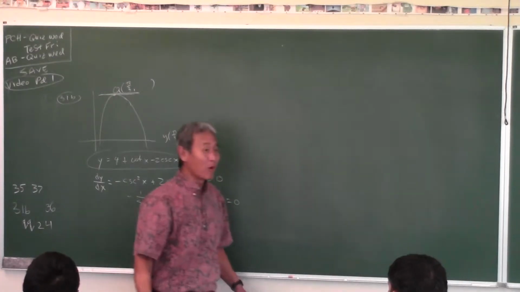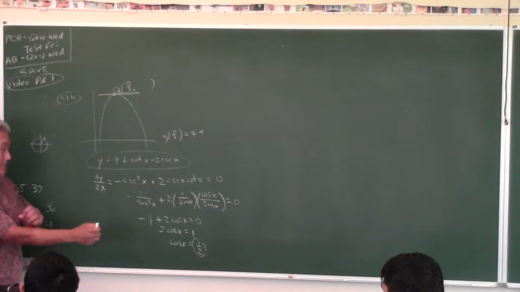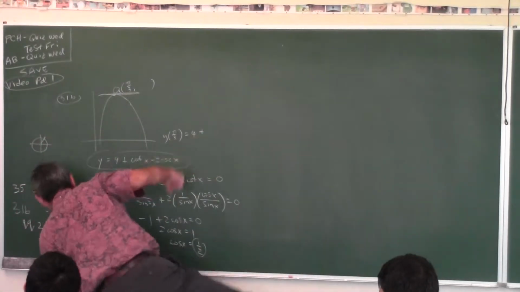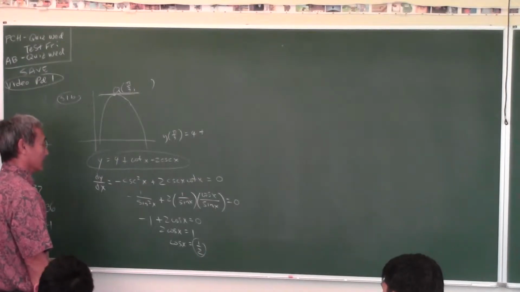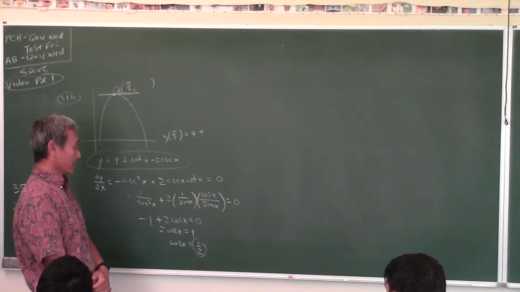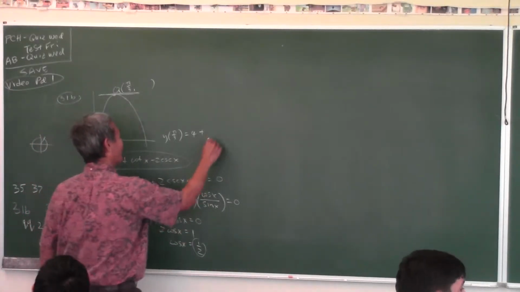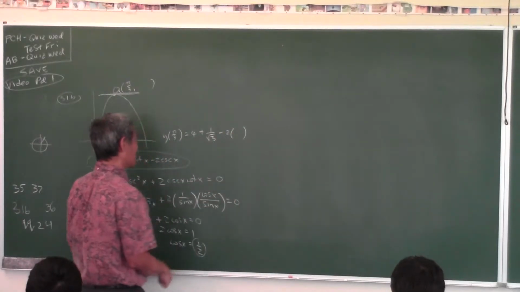0? Whoa, whoa. Pi over 3, that's 60 degrees. Run out of gas. Okay, I'll give you a hint. It has a radical 3. Yeah, radical 3. No, it's 1 over radical 3 minus 2 times cosecant.